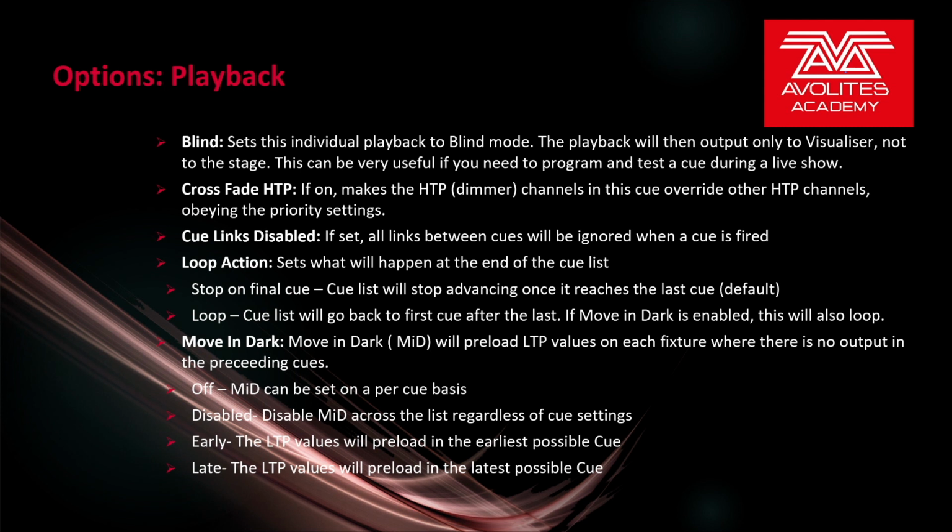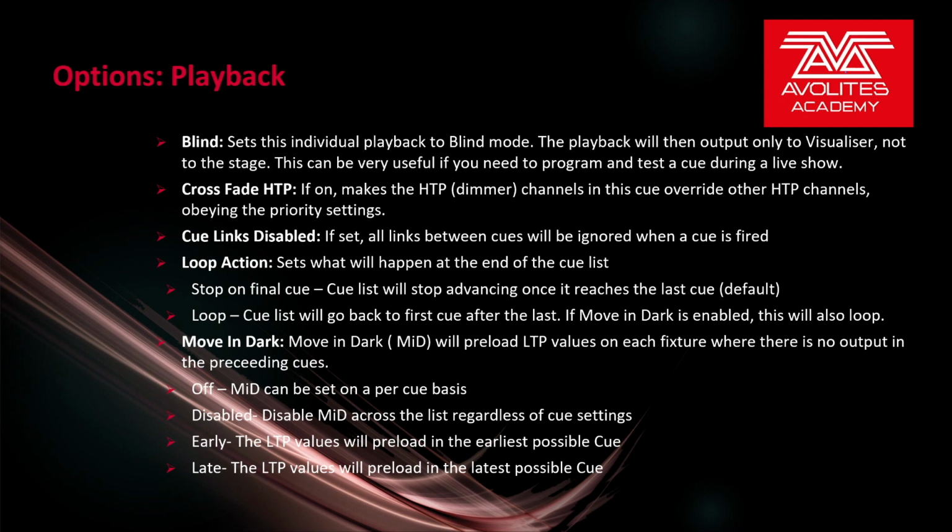Move in Dark will preload LTP values on each fixture where there is no output in the preceding queues. Off: Move in Dark can be set on a per queue basis. Disabled: will disable Move in Dark across the list regardless of queue settings. Early: the LTP values will preload in the earliest possible queue. Late: the LTP values will preload in the latest possible queue.